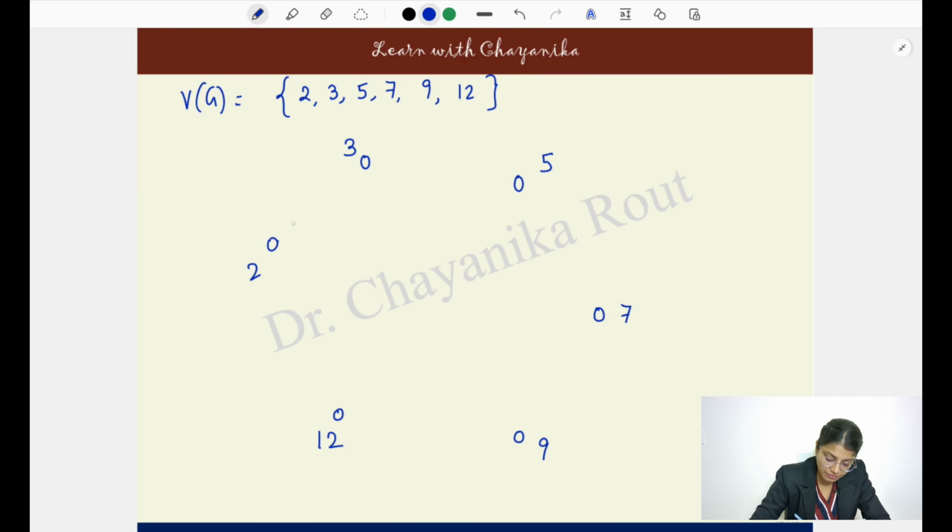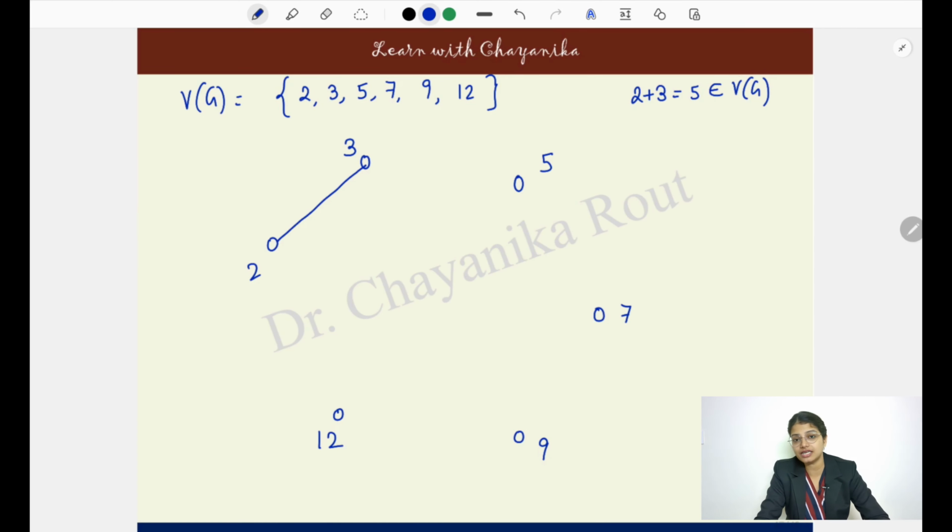So let's start with the very first pair, suppose 2 and 3. Now 2 plus 3 gives us 5, which is an element of the vertex set. That satisfies the given criteria. So we need not check the other criteria for the positive difference. If not satisfied, then we have to check the other criteria also. So here it is satisfied, so we draw an edge between 2, 3. The next pair that we are going to choose is 2, 5. So fix one vertex. I have fixed 2 first. So with 2, whatever pair of vertices I can have, I will check for every such pair.